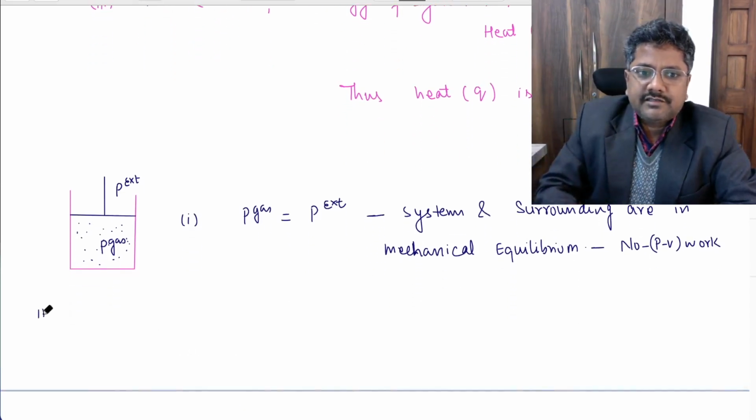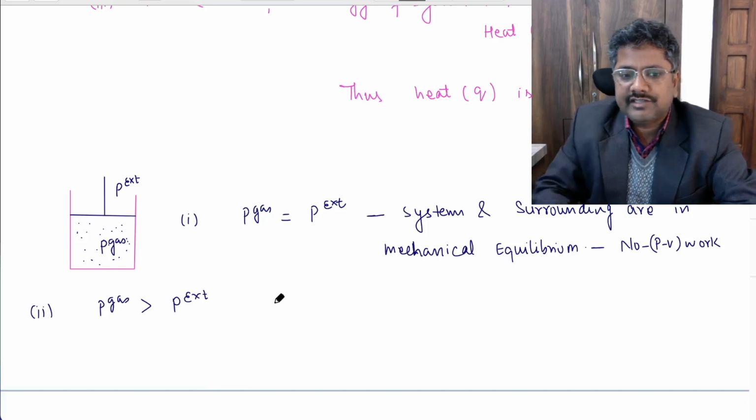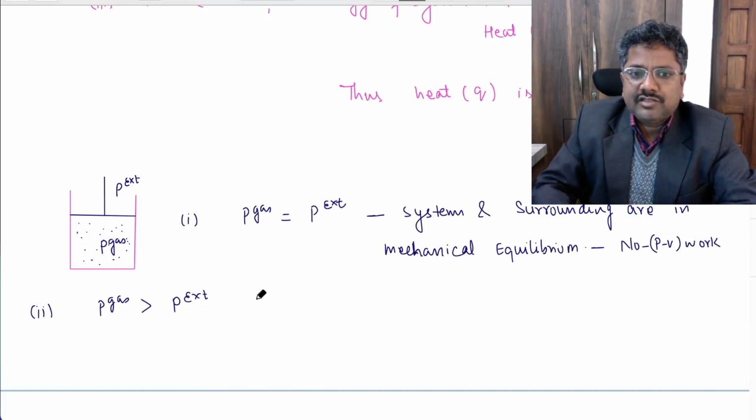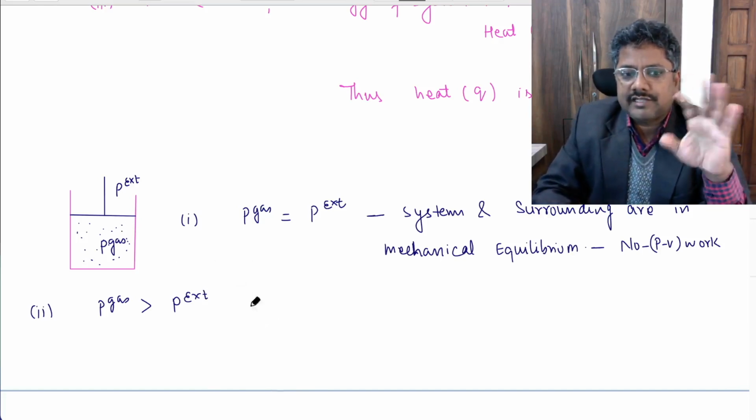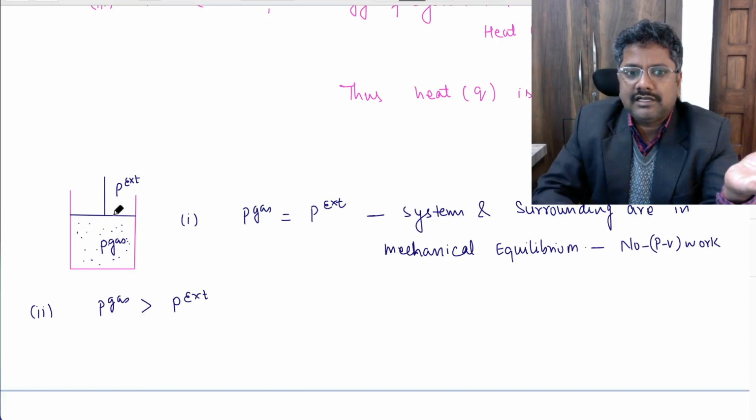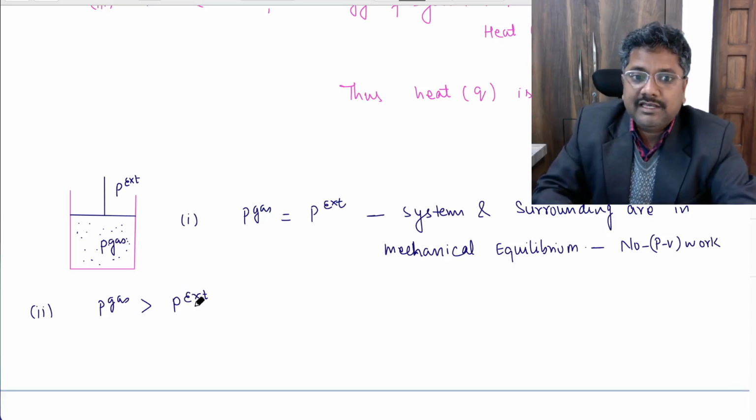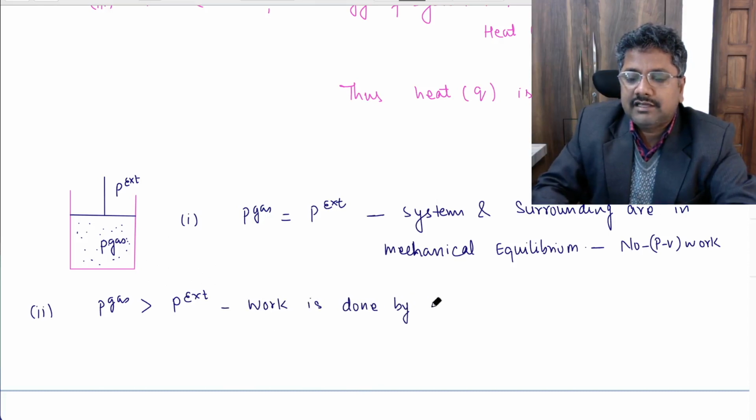Second case, when P gas is more than P external, so in this situation, what will happen? The piston shifted outside because this gas will work against the external pressure, right? So if the gas will work, means work is done by the gas. So P gas is more than P external, the work is done by the gas.